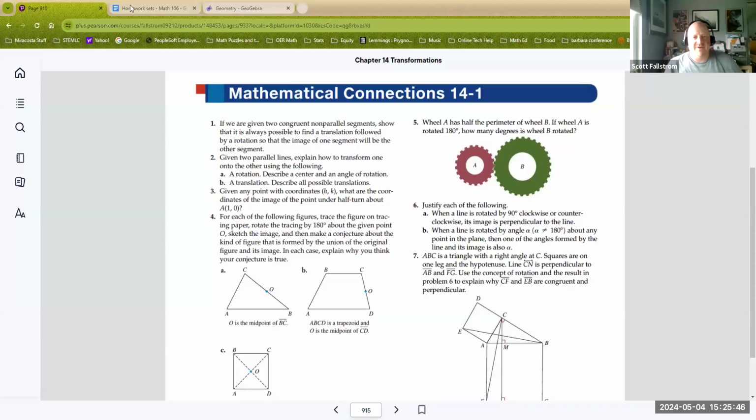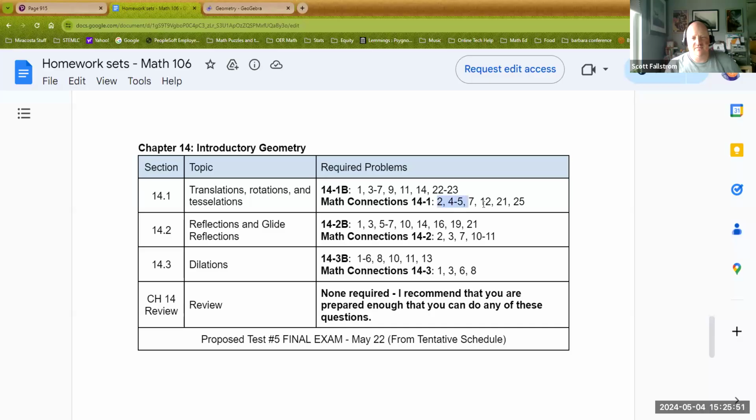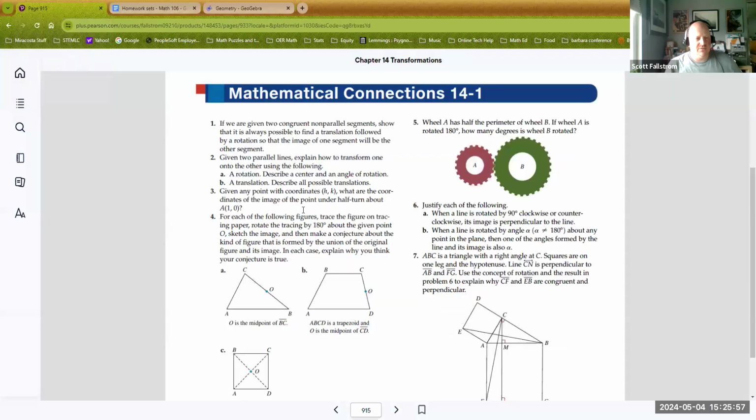All right, students, into Math Connections on 14.1. If you take a look, MCs, we have 2, 4, 5, 7, 12, 21, 25. Let's take a look at these. So 2 and 4 to 5.